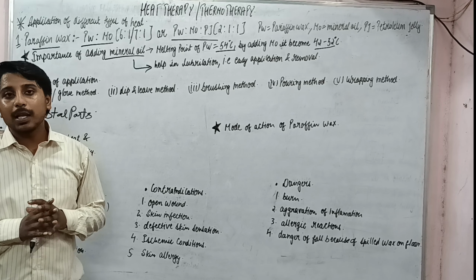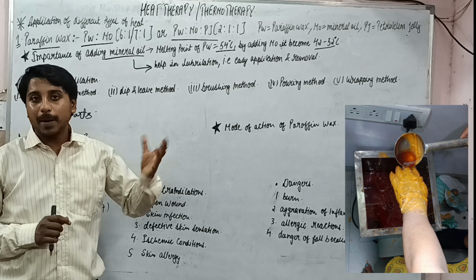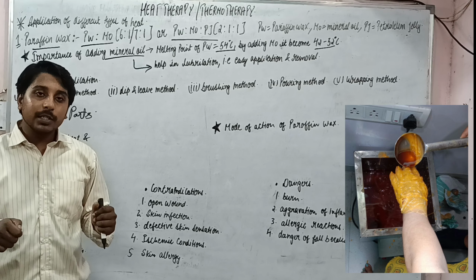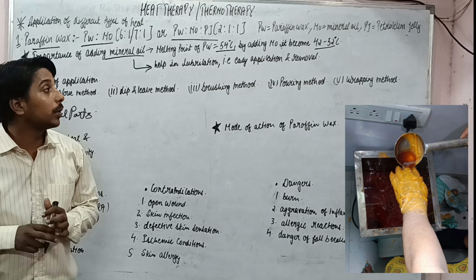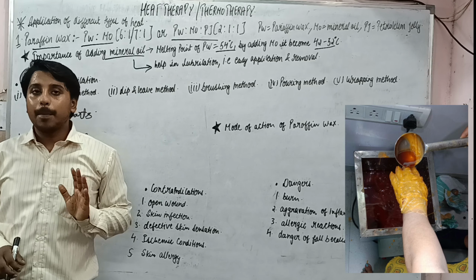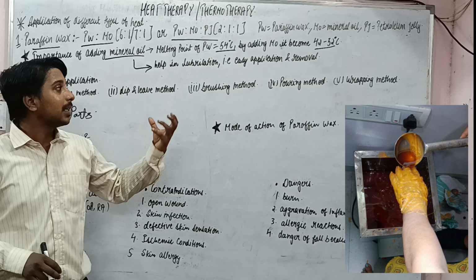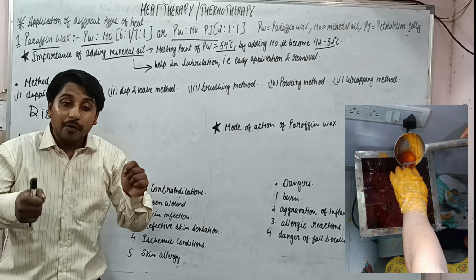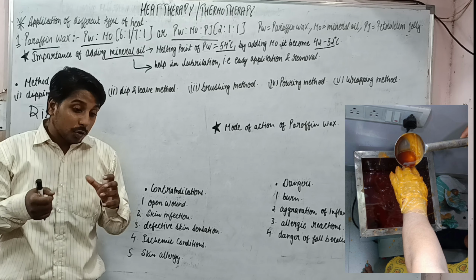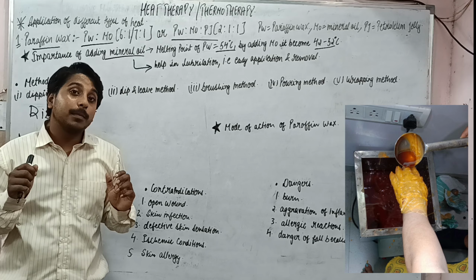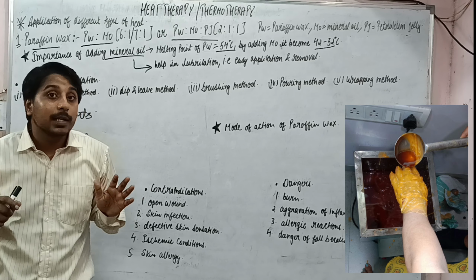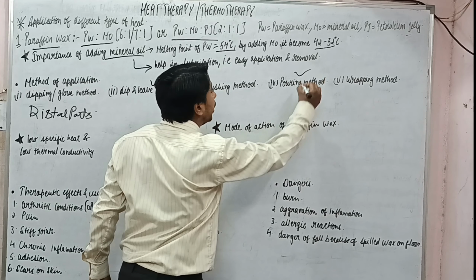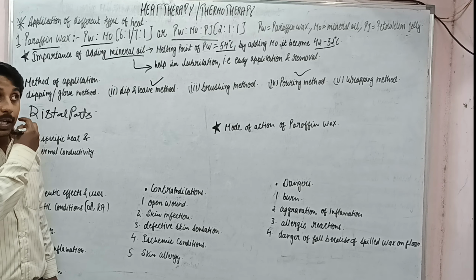Next is the pouring method. It is again used in the proximal parts. So here the wax is taken into a jar and slowly it is poured on the body part which is to be treated, such as in the case of the knee joint. And here also we need to check the temperature. Why? Because if we are pouring the wax, there may be a condition where we pour a lot of wax, it can cause burns. So these two methods, dip and leave and pouring method, require a lot of care during the application.